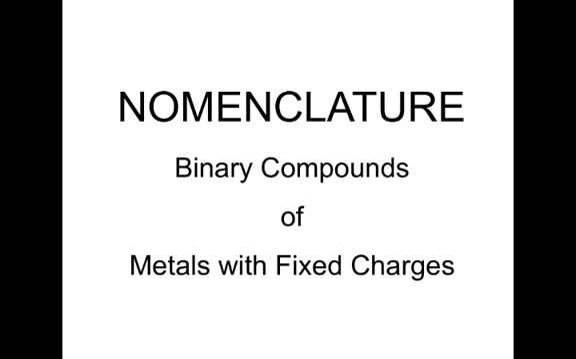In this video, we'll look at nomenclature, that is the naming system, specifically naming binary compounds, that is those that have two atoms, a metal and a nonmetal, which will form a compound. In this case, we'll talk about metals with a fixed charge, that is, they only have one. We don't have to decide which of the multiple charges that the metal has.